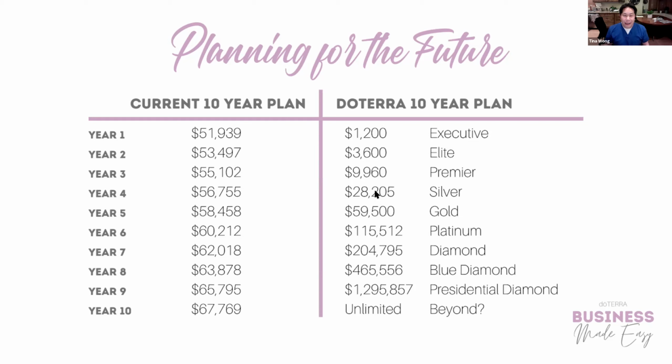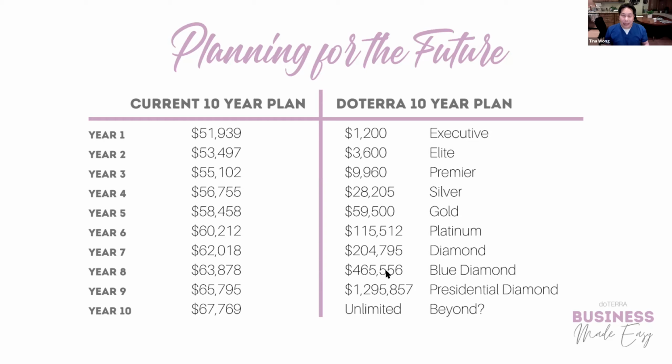Then once you get to here, silver and gold, can you imagine if you just advance to gold in 5 years, you're going to be making about the same as if you had kept on working in your company. But every year after that, if you get to platinum, the average platinum may be making about $10,000 a month, or $115,000 a year. The average diamond is making a little less than $20,000 a month, so $16,000 a month.